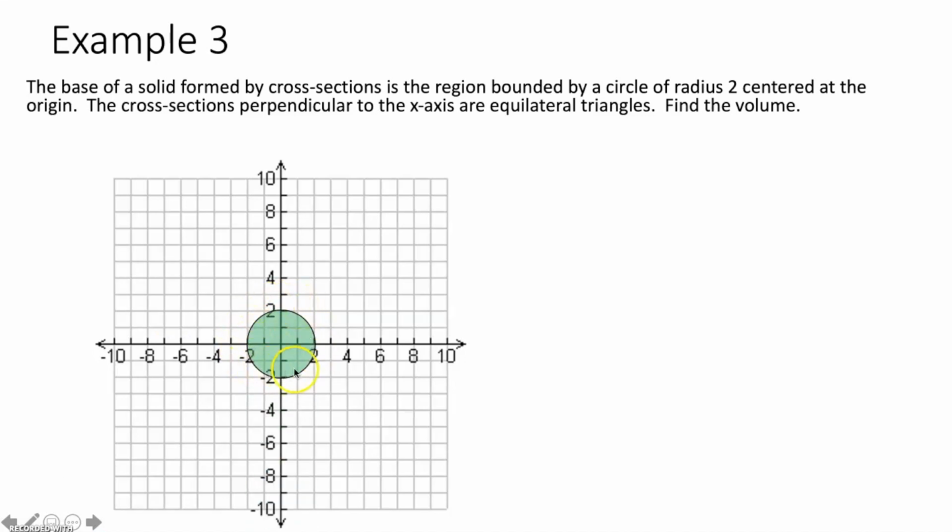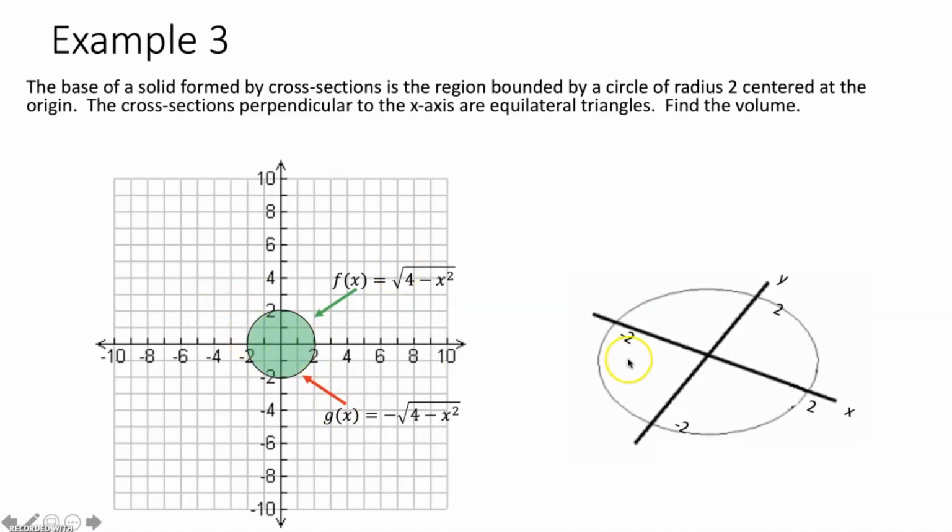Now the question is, do you know the equation of a circle? Yes, the equation of this circle in particular is x squared plus y squared is equal to 4. Now, if I were to solve that for y, what happens is I get two separate equations, two separate functions, where I have y is equal to the square root of 4 minus x squared, and y is equal to the negative square root of 4 minus x squared. That creates your semicircle on top and your semicircle on bottom, respectively.